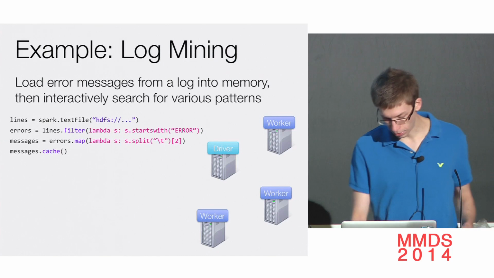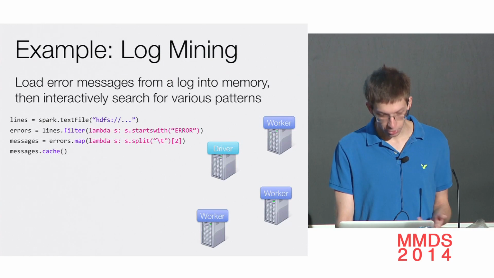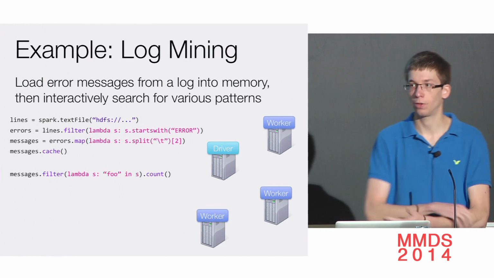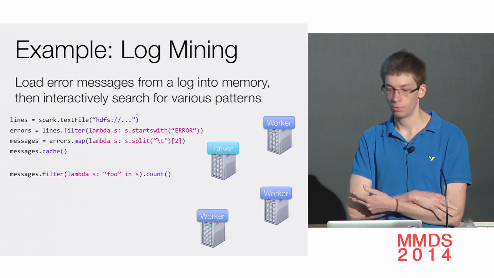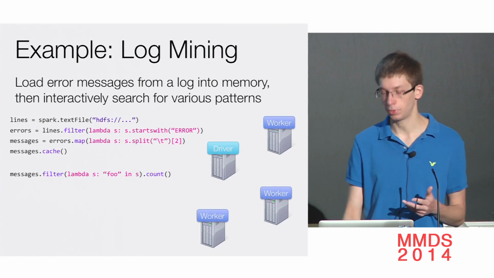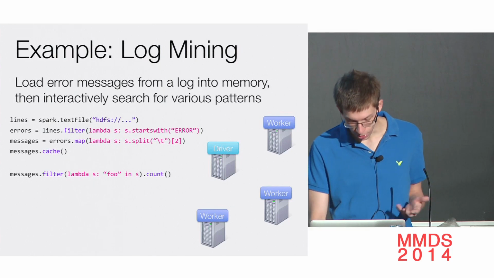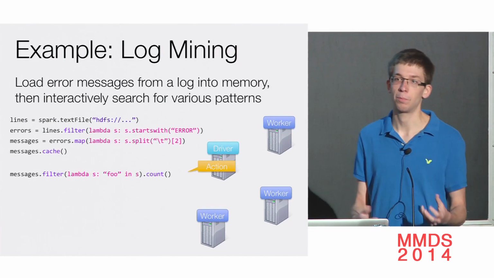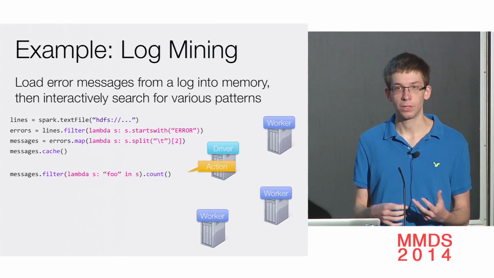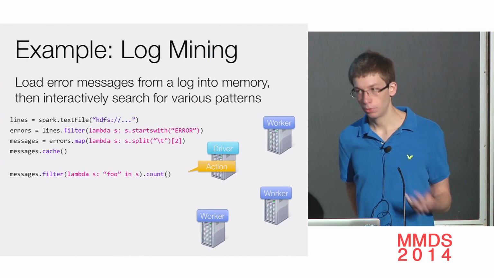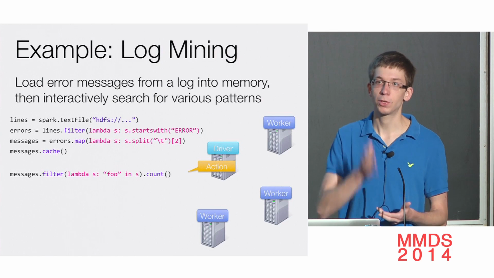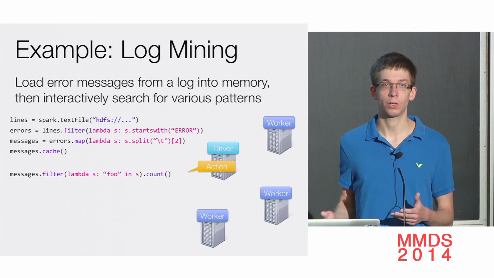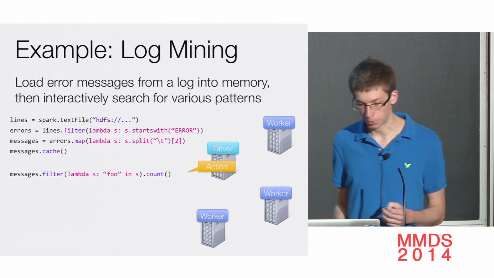And when you actually need to compute it, you launch another type of operation called an action. So here we're going to count how many of these messages contain foo, and that count is called an action. It has to kick off a computation and return back a number instead of a data set. And when you do this, Spark actually looks at the previous ones and comes up with an efficient plan to execute all the steps so far.